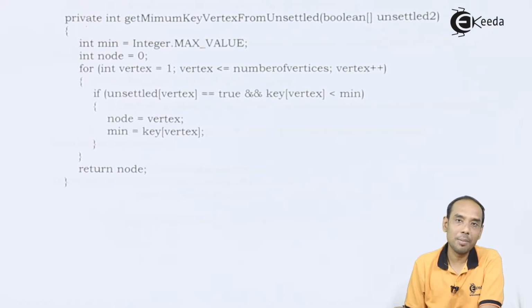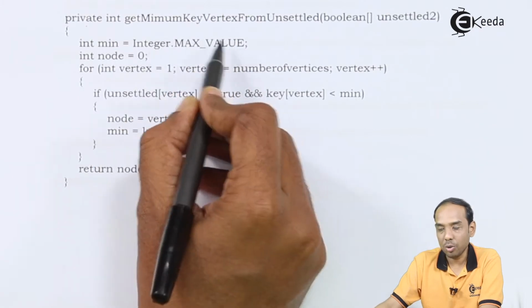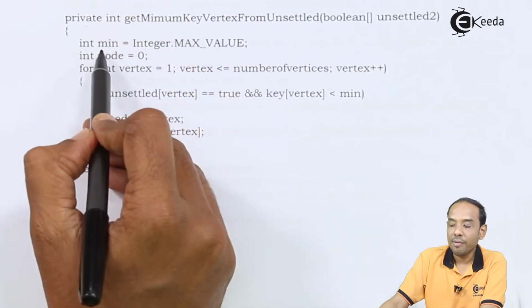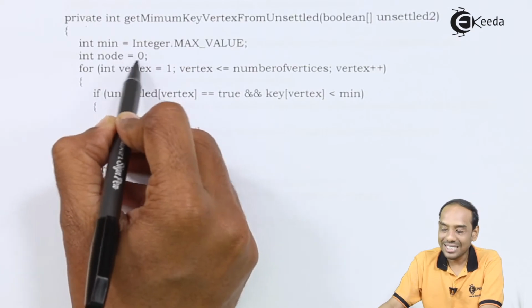So we defined a variable called min with the value Integer.MAX_VALUE. We have int min equal to Integer.MAX_VALUE. So this value is taken and given to the variable called min. Then we are starting with the node. So we keep its value as node. We write down node equal to 0.